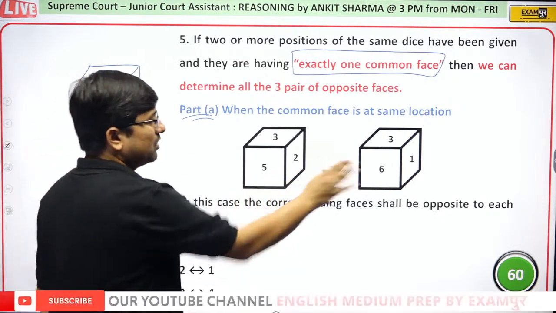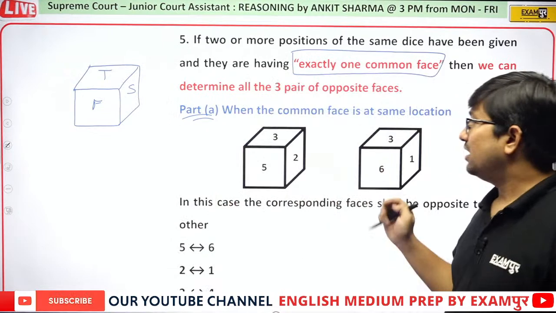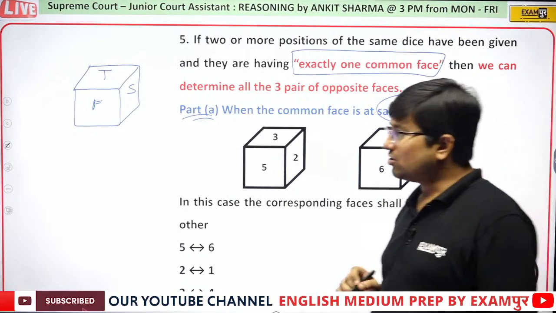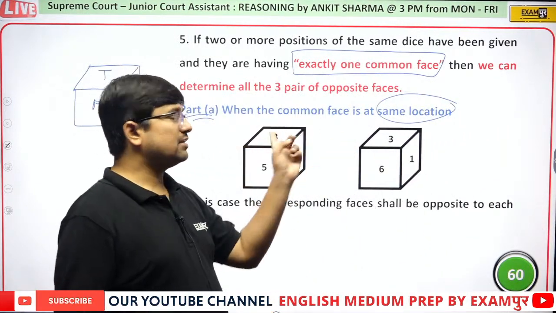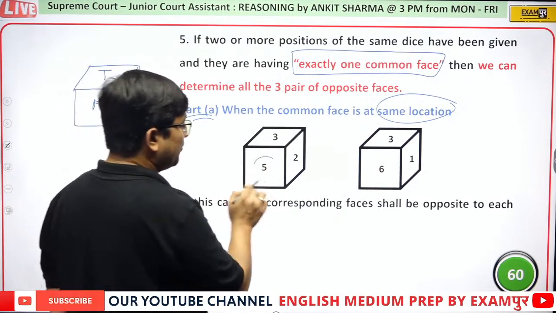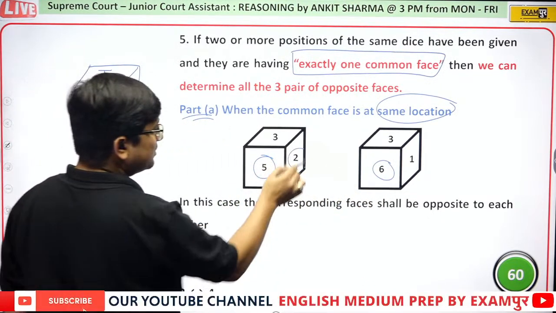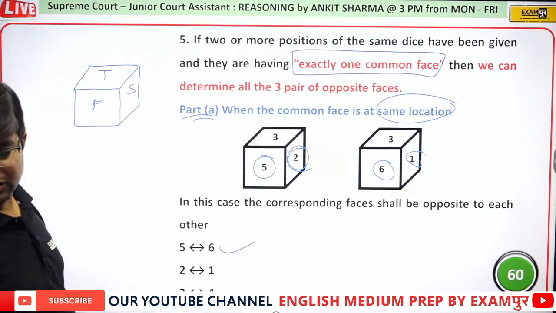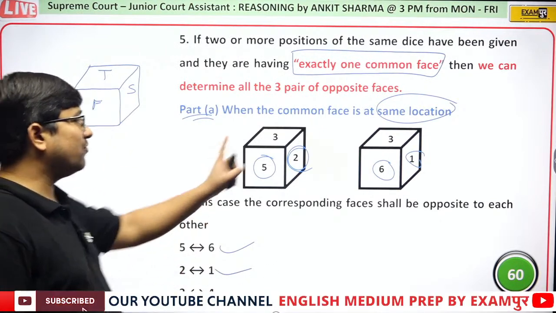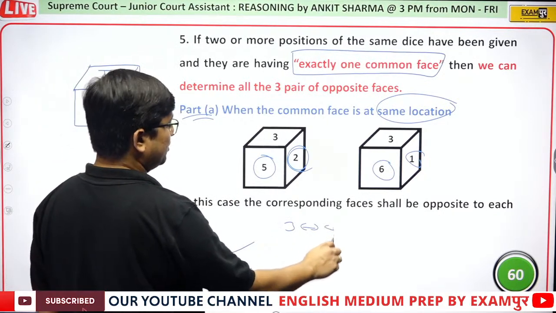For example, have a look at them. They have exactly one common face, 3, and the best part is that they are at the same location. The common face 3 is at the same location, that is top. So the corresponding faces are opposite. Opposite of front face 5 is 6. Opposite of side 2 is 1. And now opposite of 3, what is remaining? Opposite of 3 is 4 only.